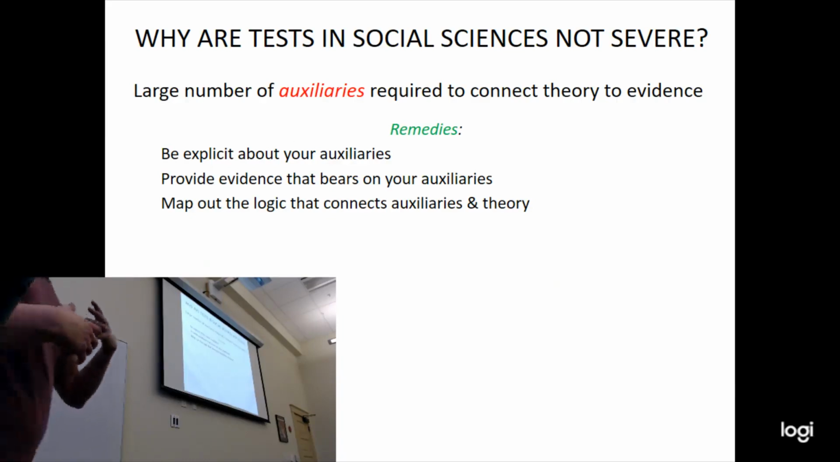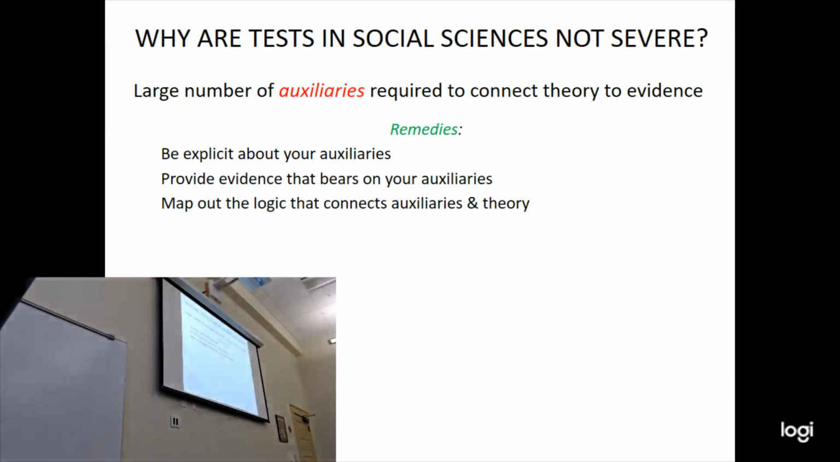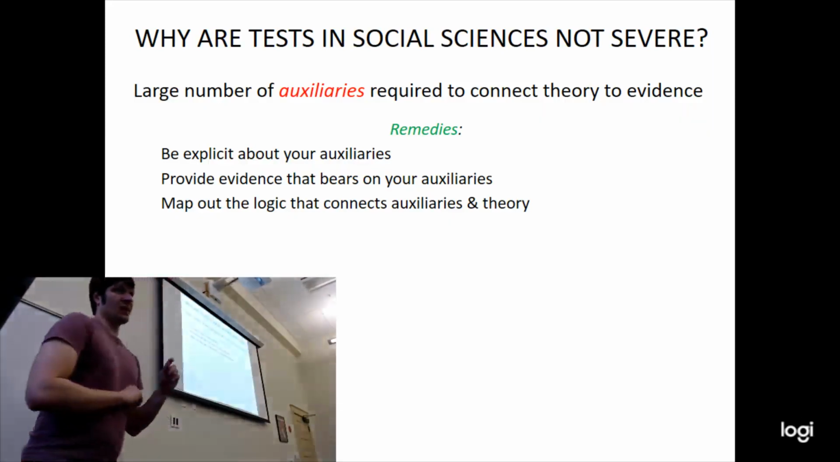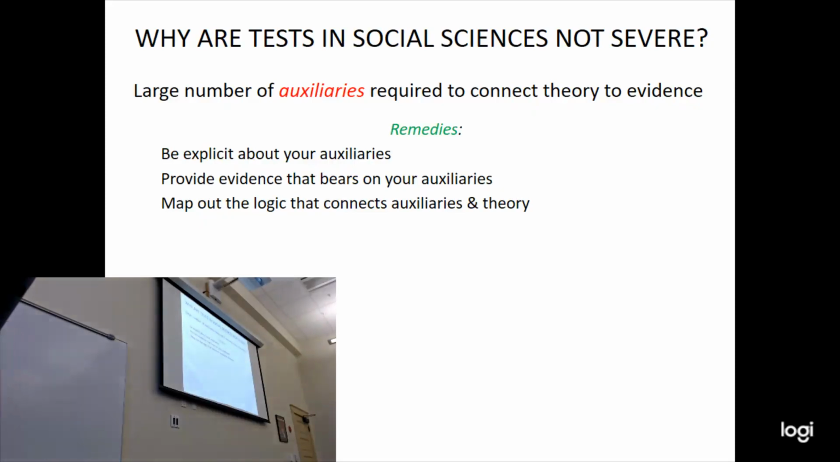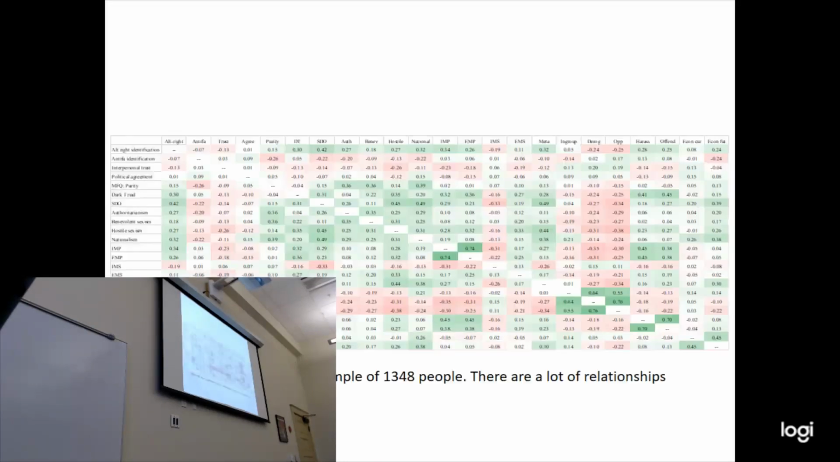So that was one potential reason why severe testing is hard in the social sciences. There's another that's, I think, a little bit specific to social science research. And in order to give you an intuition of what the problem is, this is a data set that I collected.